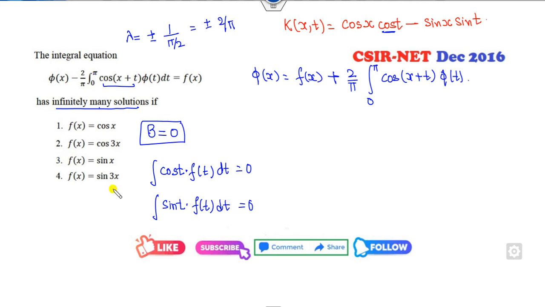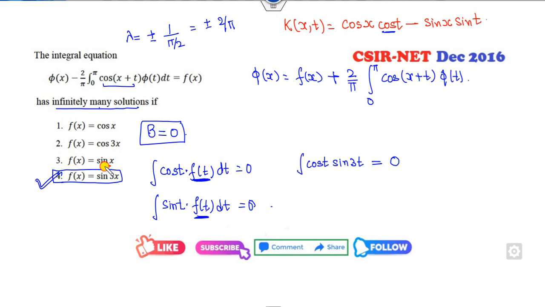Now, how can you solve this question? Looking at the options, firstly, I can start from this. If I take f(t) as sin 3t, that means cos t times sin 3t. By using the orthogonal property, this is 0. If I substitute here sin t times sin 3t, again by the orthogonal property it is 0. So B is 0, and that means this option is the correct option.